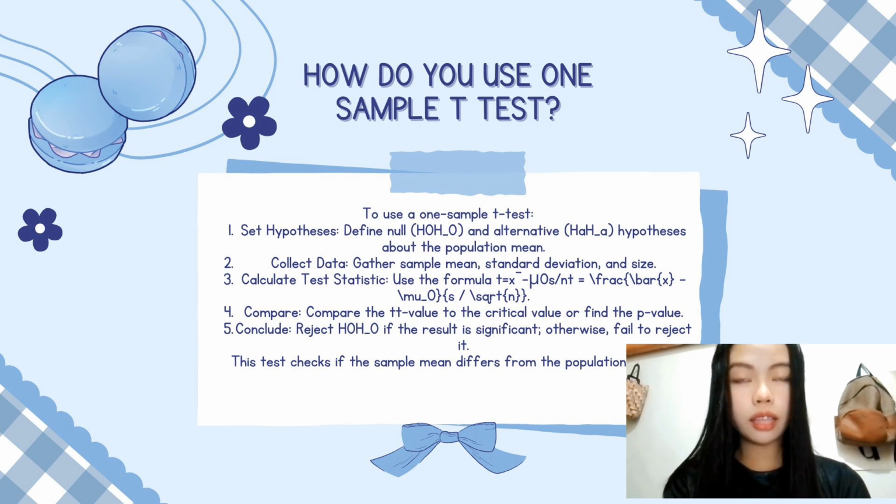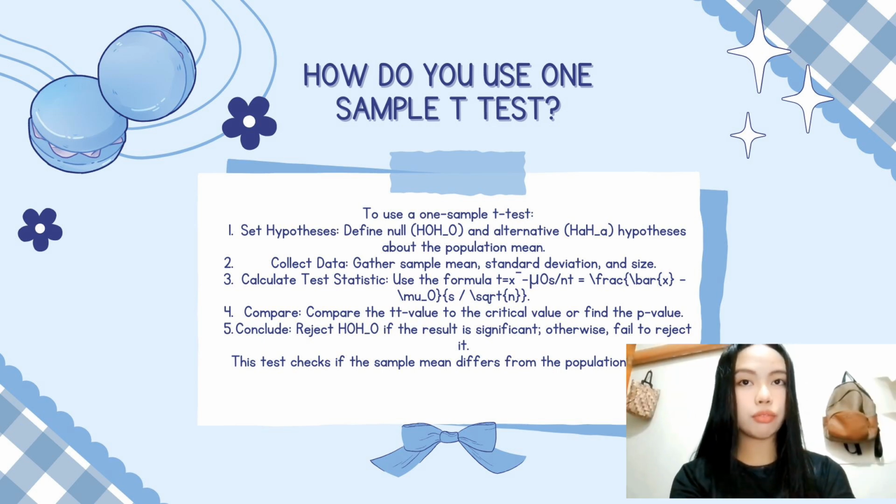Step 4. Determine degrees of freedom. And step 5. Find the critical value or p-value. Using a t-distribution table or software, compare the calculated t-value to the critical value or calculate the p-value based on the desired significance level.